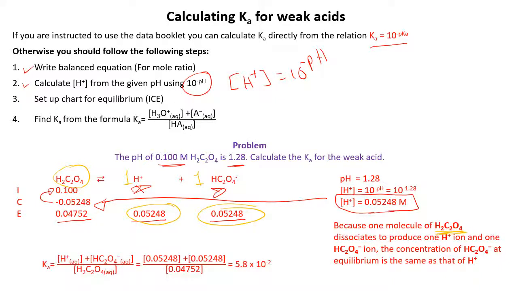Then we will apply directly the formula, which is Ka. We have the concentration of hydrogen, we have the concentration of the conjugate base, then we have the concentration of the acid at equilibrium. Then we can use the calculator to find Ka, which is equal to 5.8 multiplied by 10 to the power negative 2.